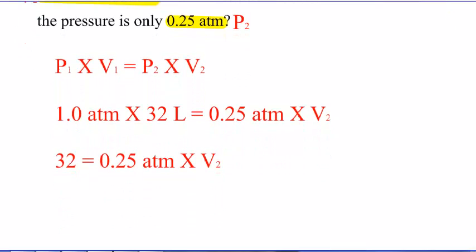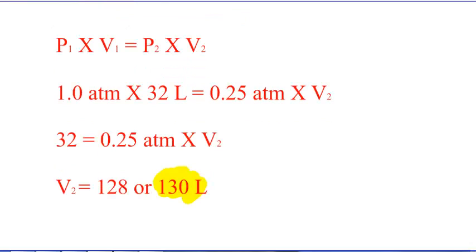So if I multiply on the left side, I have 32. On the right side, I have 0.25 times V2. To solve, I'm going to go ahead and do 32 divided by 0.25. The reason I'm going to divide by 0.25 is because it's now being multiplied by V2. Whenever I want to isolate a variable, in this case V2, I'm going to do the opposite of what's being done. So whereas it's being multiplied by 0.25, instead I'm going to divide by 0.25.